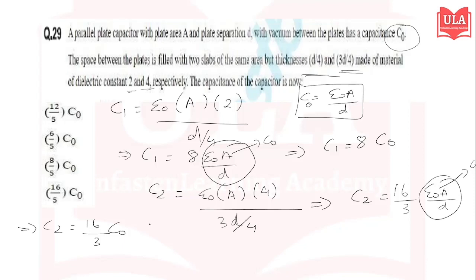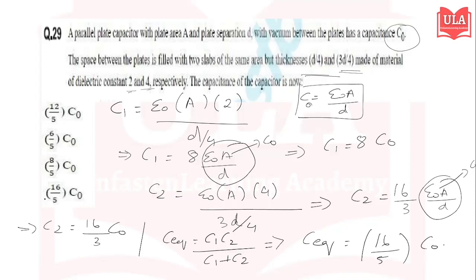Now we need to calculate the equivalent capacitance. So that will be nothing but C equivalent is equal to C1 C2 divided by C1 plus C2. So if you just substitute the same, you will get C equivalent is equal to 16 by 5 C naught. So option D is the right answer.